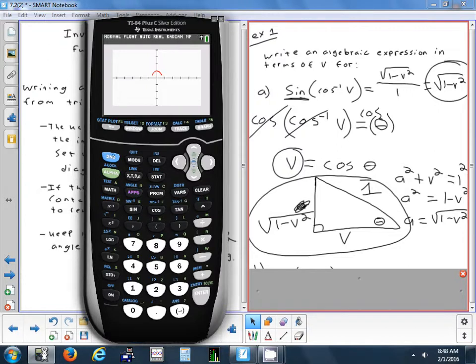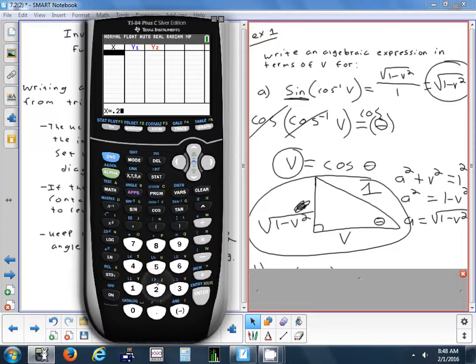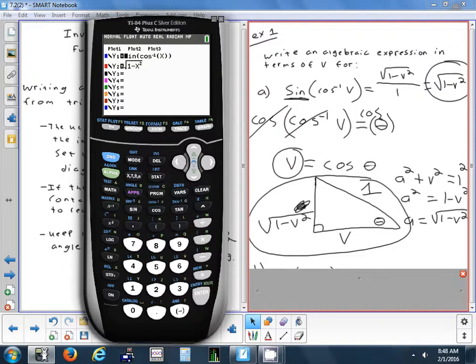You can also check on your table. You can just pick a few values and type them in and see that they come out the same. What did you type for y1? For y1, I put the original problem, the sine of the inverse cosine of x. And for y2, I put what we thought our formula was. Since they graphed on top of each other, it doesn't prove it, but it suggests that they are the same thing. The proof is what we did with all the algebra. Okay, we'll try another one of those. Any questions on that?